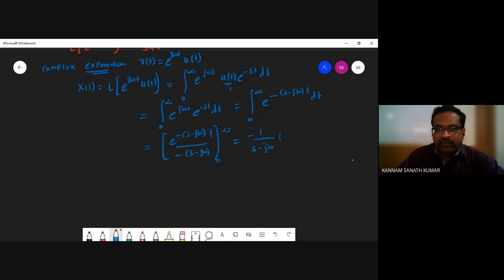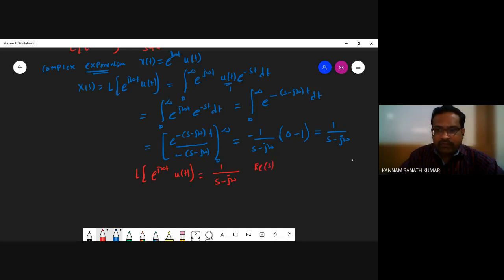So e power minus infinity is how much? e power minus infinity is 0. Again, e power 0 is 1. Okay. So directly applying the limits, this is equal to what? 1 by s minus j omega. Okay. So that means Laplace transform of e power j omega t u of t equal to 1 by s minus j omega, such that real part of s.